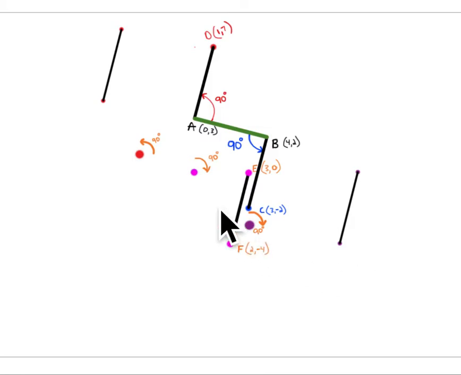But I added 2 more centers of rotation. This red point right here. So now line segment AB is going to rotate around this red point 90 degrees, and it's going to land right here. And so we're going to look at this in more detail in a moment. And I also added this purple point as a center of rotation.